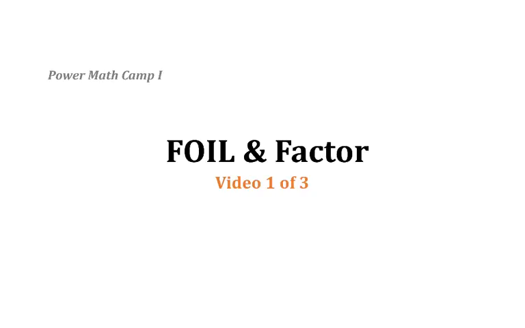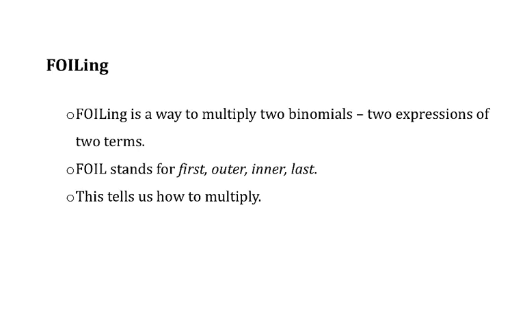This is the first of 3 short videos on foiling and factoring. In this video we'll look just at foiling. Foiling is a way to multiply two binomials, which are two expressions of two terms. FOIL stands for first, outer, inner, last. This essentially tells us how to multiply.